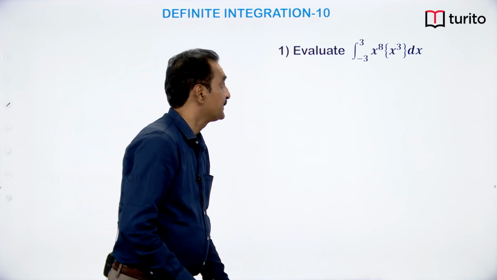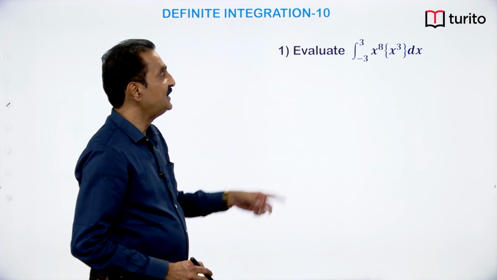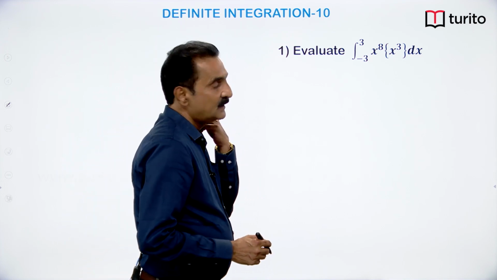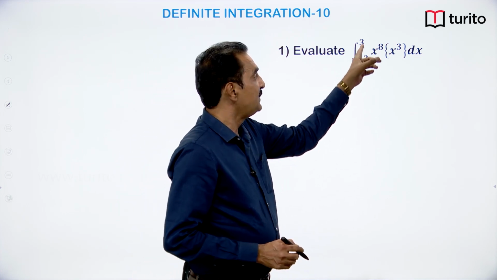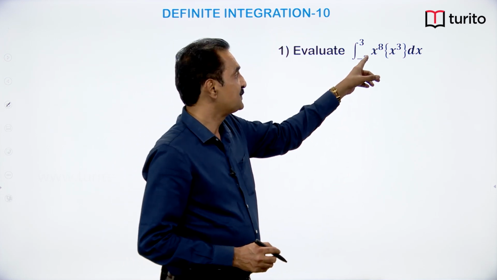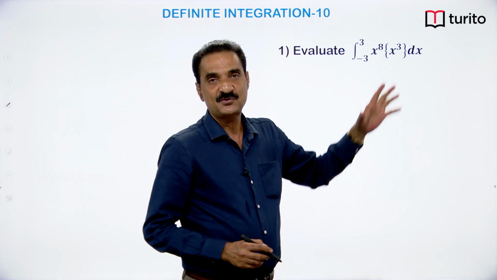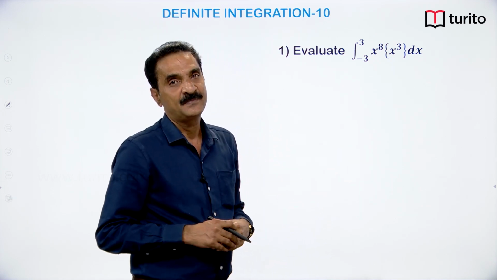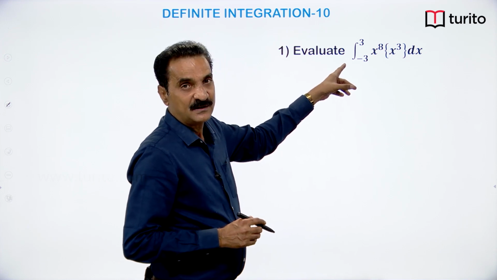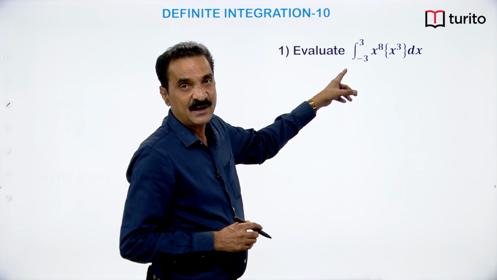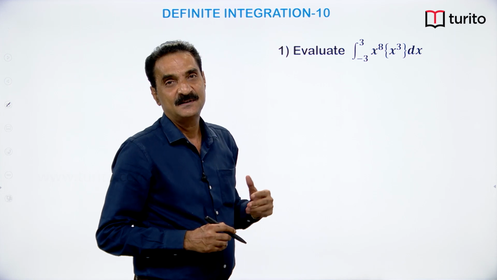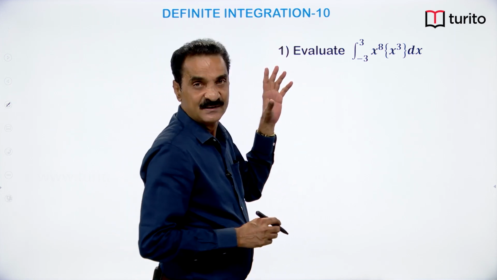The first question is the integral from minus 3 to plus 3 of x power 8 into the fractional part of x cube dx. Here, when the limits are minus a and plus a, we should check whether the function is even or odd. X power 8 is even, but the fractional part of x cube is neither even nor odd. So, what will we do? We will use the property that x can be replaced by a plus b minus x. What is a plus b minus x? Minus x. So, replacing x by minus x, the integral remains the same.